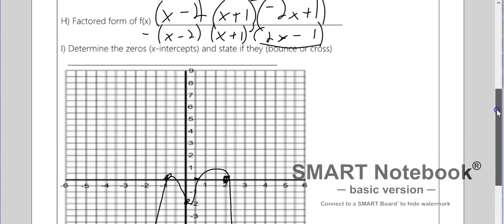Okay, and so lastly, I'm going to write my zeros. -1 is a bounce. 1/2 is a through or across. And 2 is a through or across. And that's it.